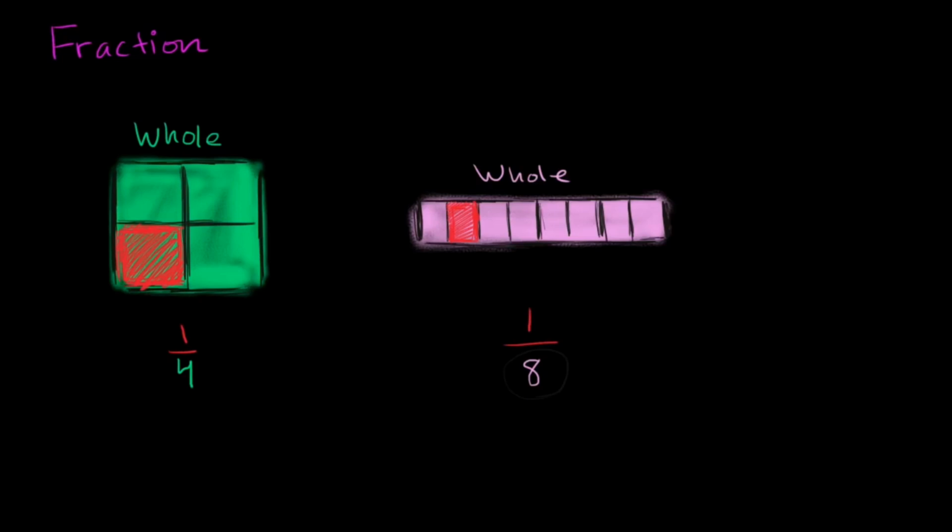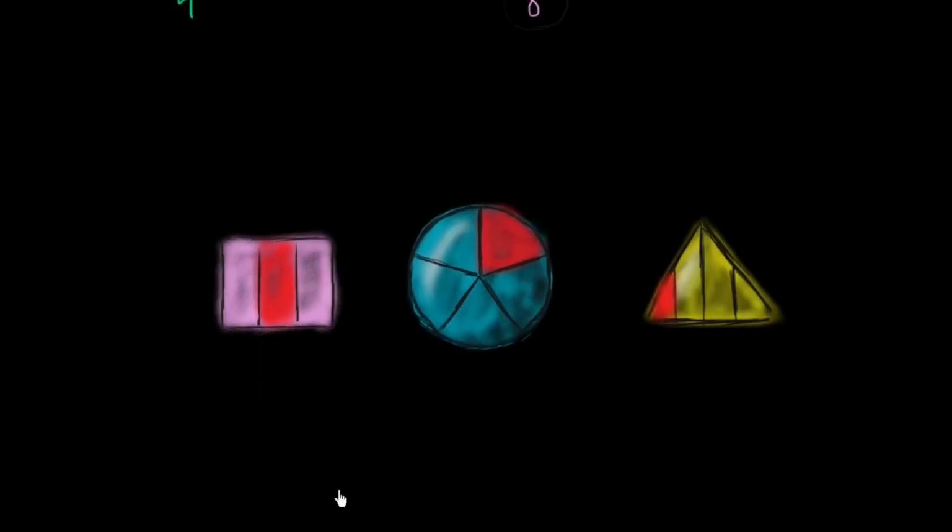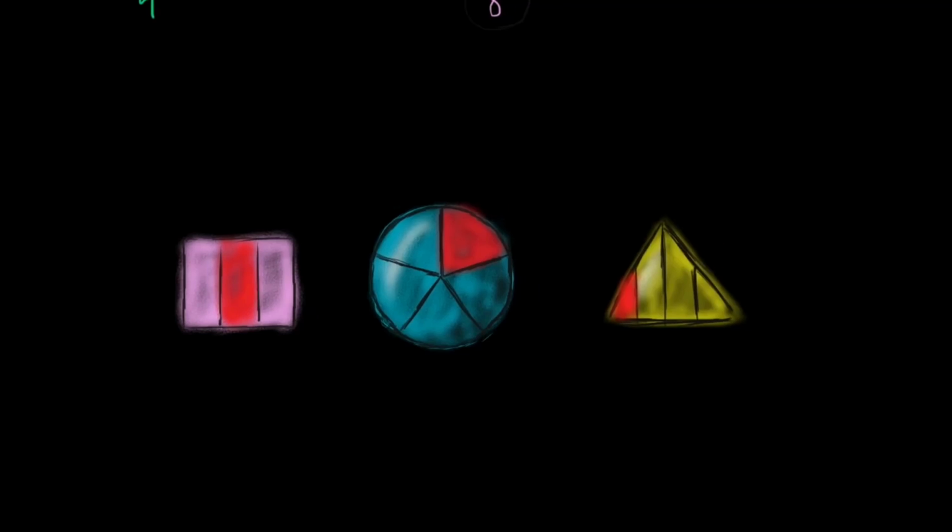Now let's look at a few more examples where I've shaded them in ahead of time. And what I want you to do right now is pause the video and either in your head or on a piece of paper, write down, if you consider this purple thing the whole, what fraction does this red part represent? If you consider this blue part the whole, what fraction does this red part represent? If you view this yellow triangle as a whole, what fraction does this red part represent? And so I encourage you to pause the video now. Let's look at each of these.